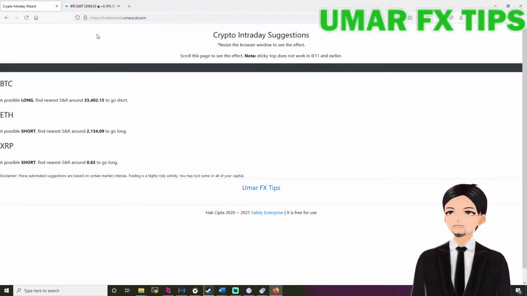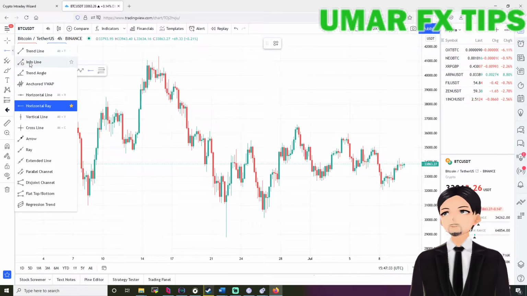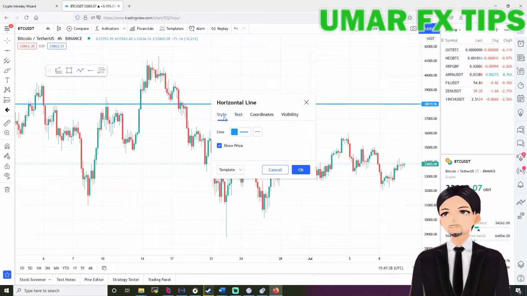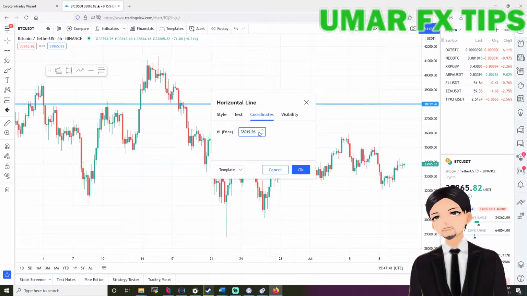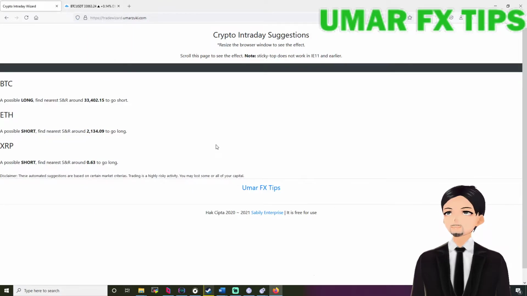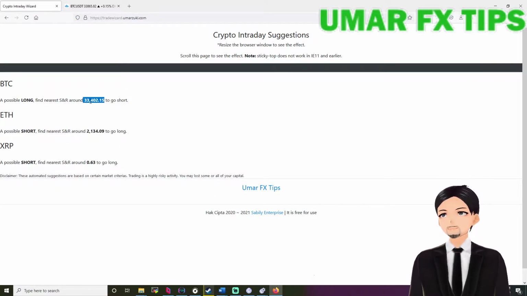So let's put, maybe we find a horizontal line. Put this horizontal line. So coordinate. So we just paste the coordinate. I think we just edit the coordinates. Can we get it from here? 33402.15. I'm not sure we can paste it. 33402.